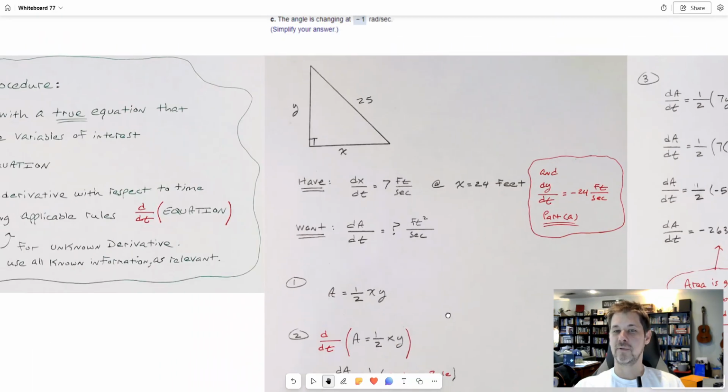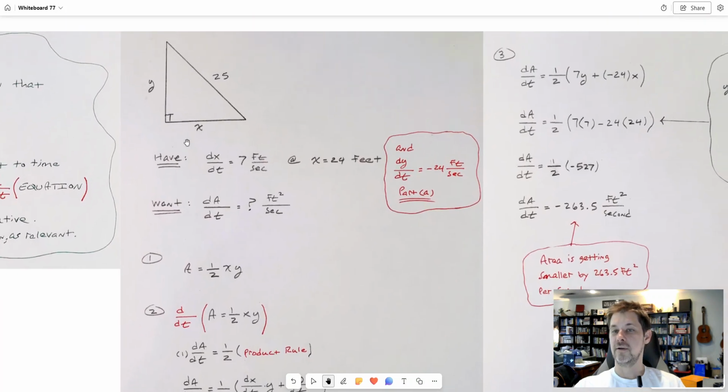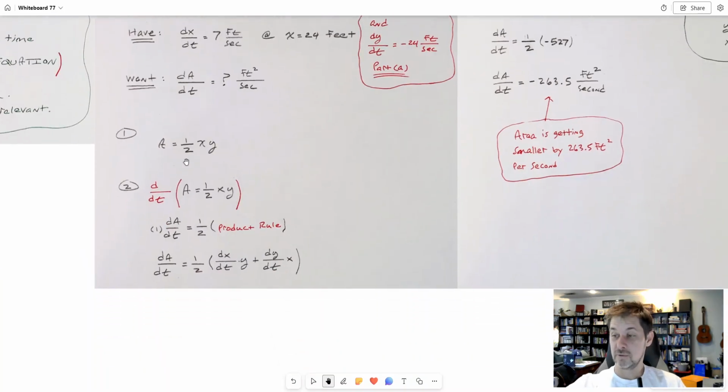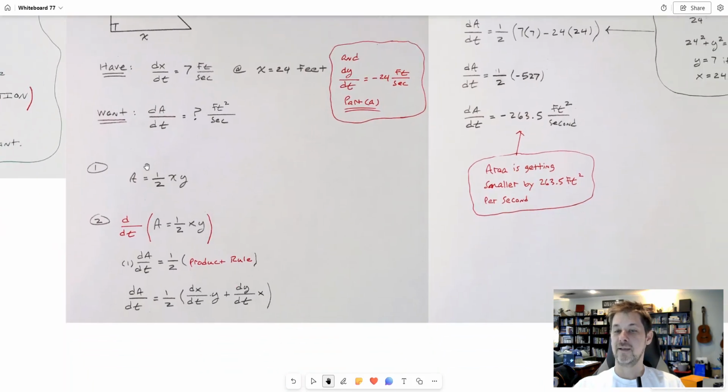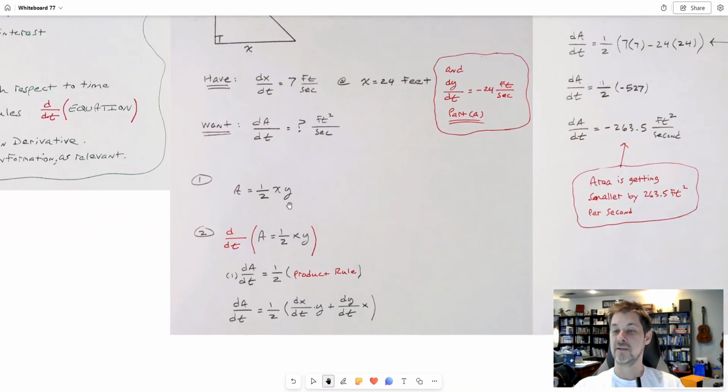So let me remind you about the procedure I gave you. Step 1: start with a true equation that relates the variables of interest. I have x and y, I have information about those, and then I want something about how the area is changing. So I need an equation that relates x and y and the area of that triangle. That would be this. This is just a true equation. It's that area is 1/2 base times height for that triangle. That gives us something to work with. That's our starting point, the true equation that relates the variables of interest, which in this case are x and y and area.